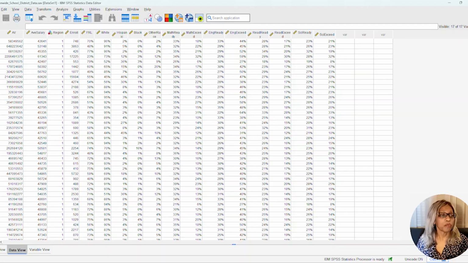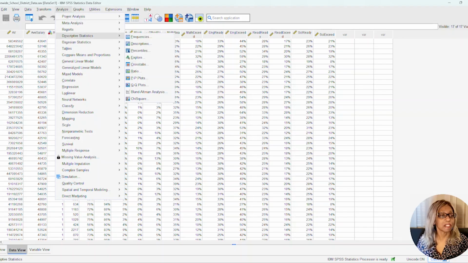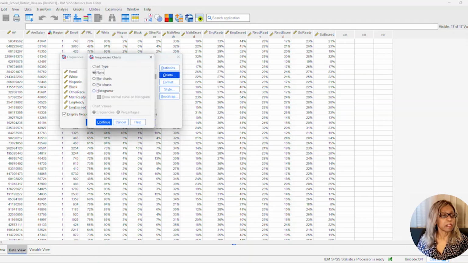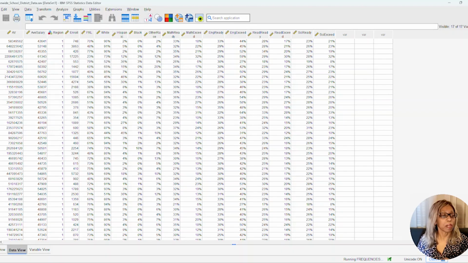The way we test for normality, we can go to analyze, descriptive statistics, frequencies. Then we can pull those two variables over. There's one, and here is the other one. And then we can go to charts, and we can select histogram. We can show that normal curve, press continue, press OK.